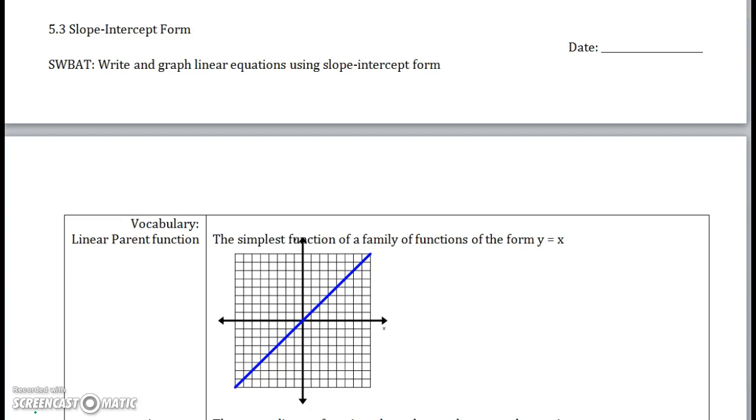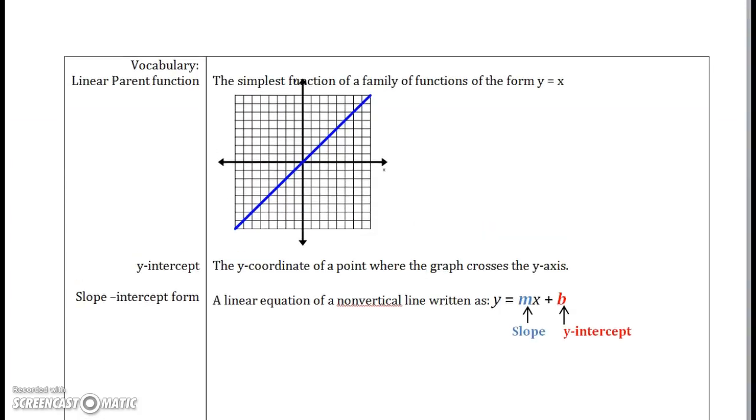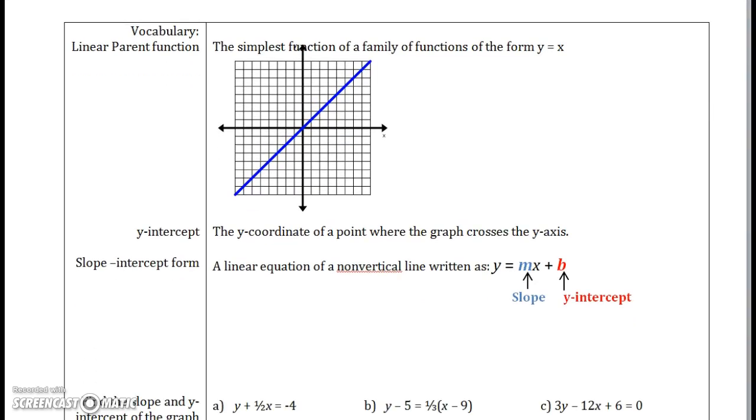We're doing 5.3 slope-intercept form. SWABAT: write and graph linear equations using slope-intercept form. So super important. I'm going to tell you now, you're probably going to hear me say slope-intercept form a lot of times. You can keep a tally if you want, but it's going to be a lot. Why? Because it's super important. So here's the thing. This is where your page starts for your notes.